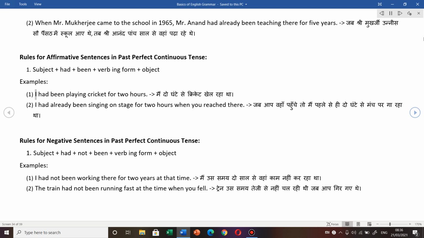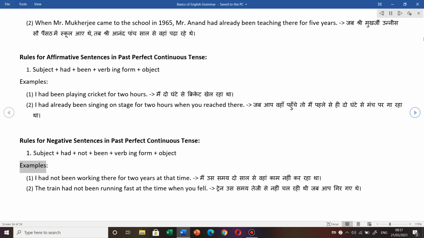Examples. I had been playing cricket for 2 hours. I had already been singing on stage for 2 hours when you reached there. Rules for negative sentences in past perfect continuous tense. Subject plus had plus not plus been plus verb ing form plus object.